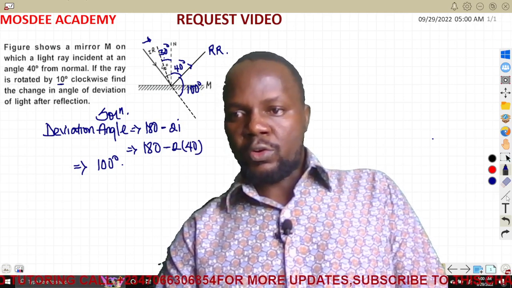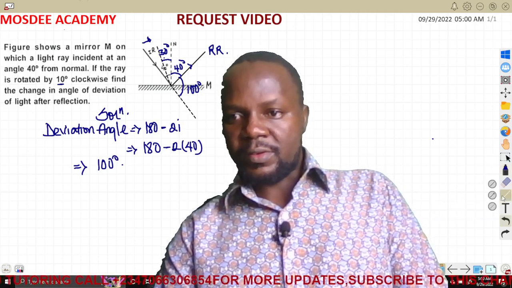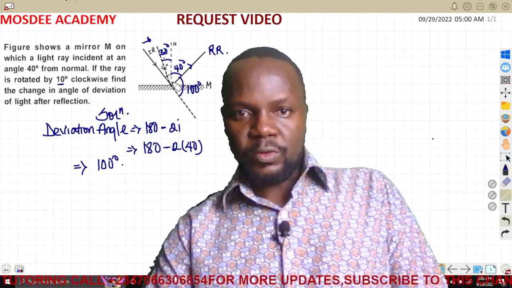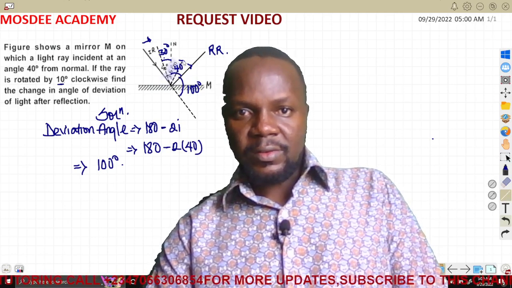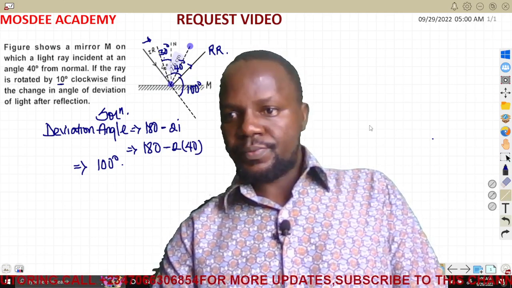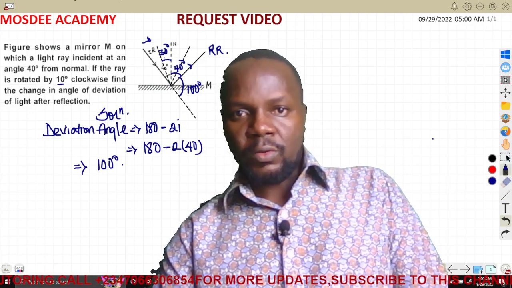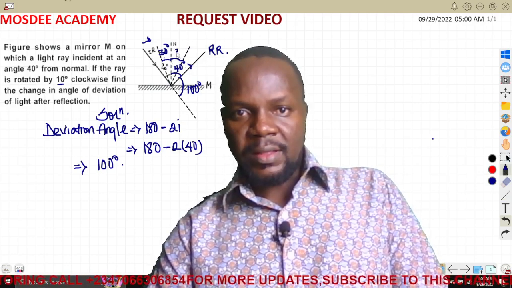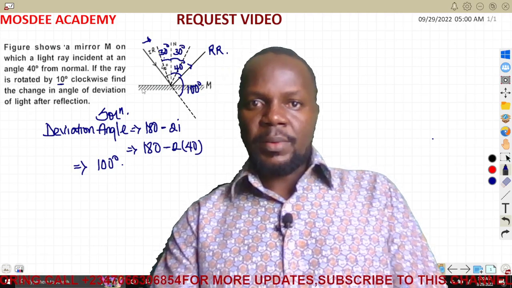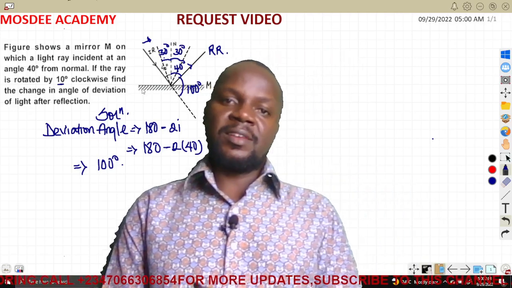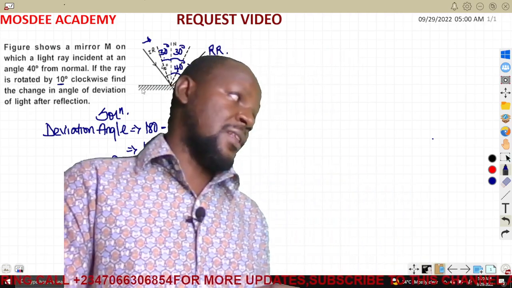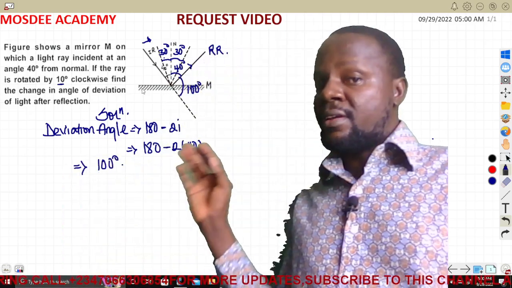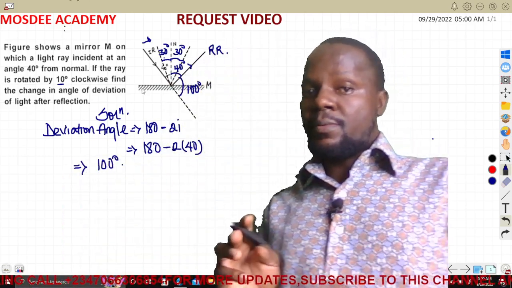reflected ray. So it is also rotated by 10, and it also follows the same thing. Look at this. This is it. If it is rotated by 10 in the clockwise direction as well, the angle remaining from here will also be 30 degrees. So what am I saying, dear students? What I'm saying right now is that the new angle between the incident ray and the reflected ray is nothing but 30 plus 30.